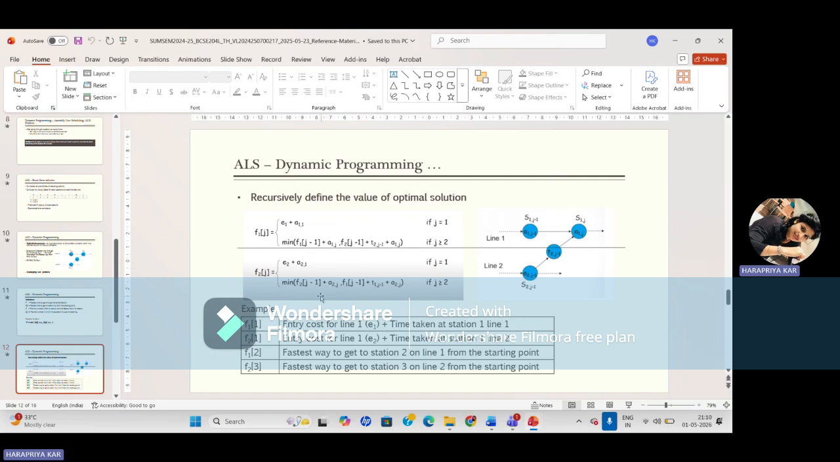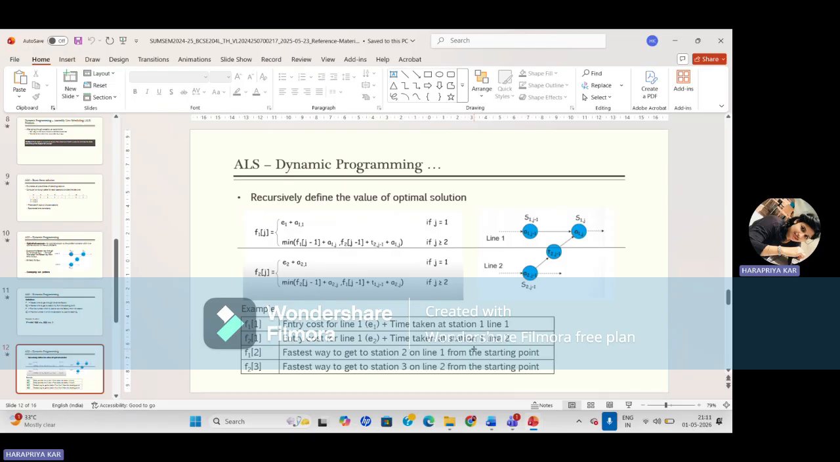Then here you can see f1 of 1 is the entry cost for line 1, E1, plus the time taken at station 1 on line 1. F2 of 1 is the entry cost for line 2, E2, plus the time taken at station 1 on line 2. Then f1 of 2 is the fastest way to get to station 2 on line 1 from the starting point. F2 of 3 is the fastest way to get to station 3 on line 2 from the starting point. So this is about the fastest way to get to station 3. This is about the objective function over assembly line scheduling, how it is working.